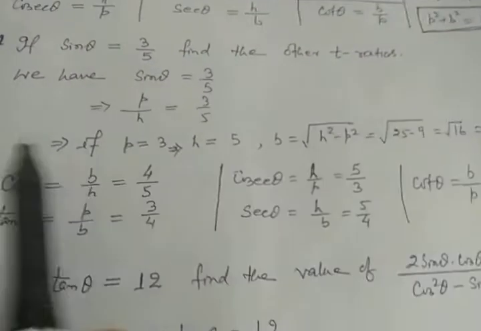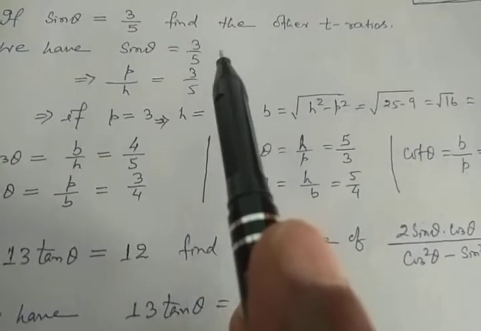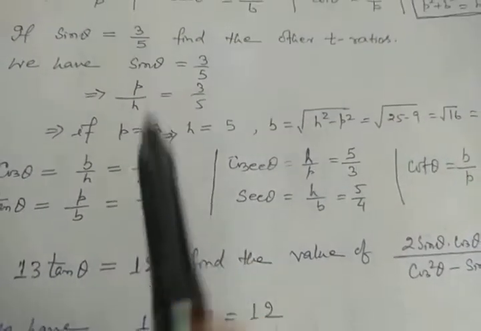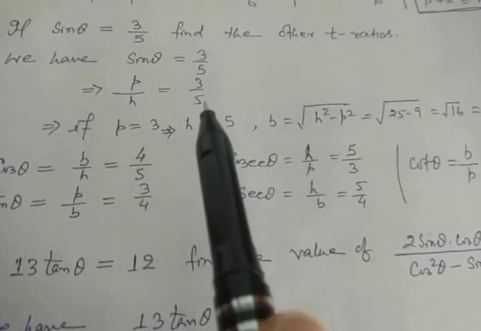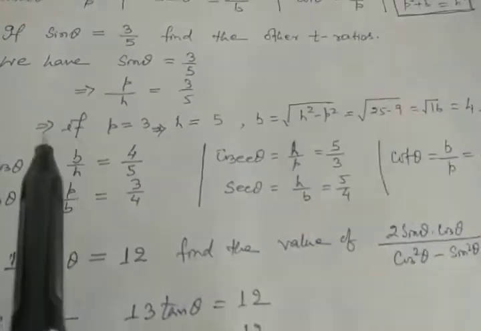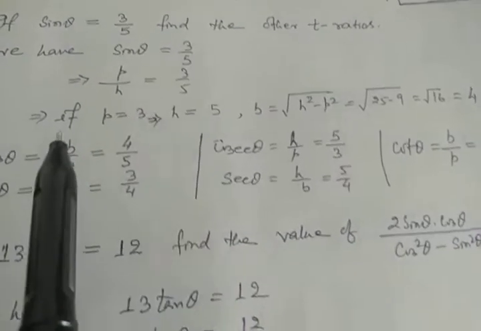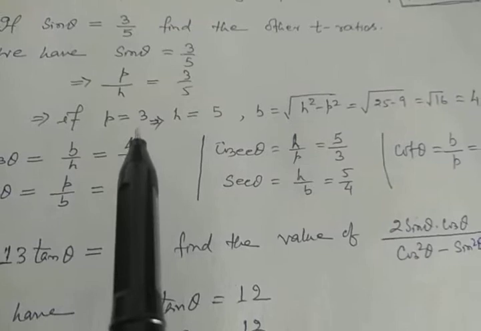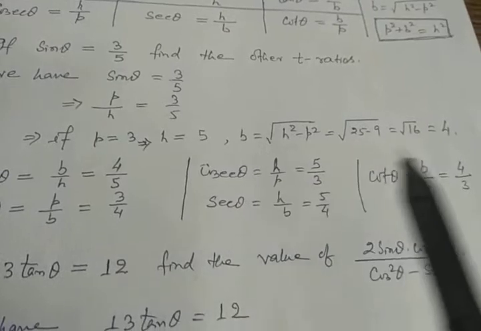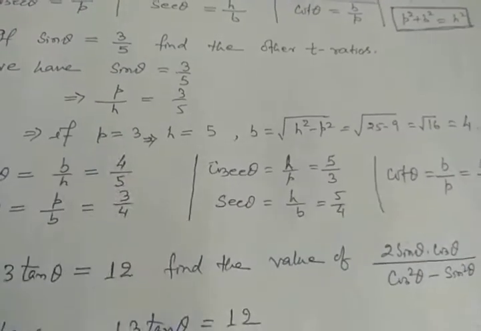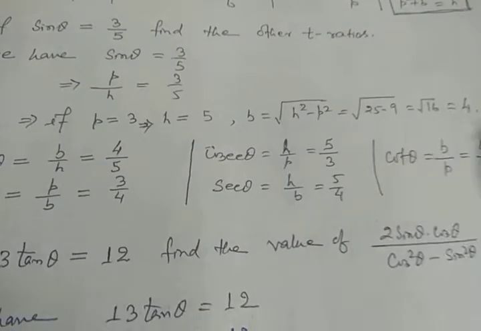For this purpose, just see this method. We have sin theta is 3 by 5. What is the value of sin theta? P by H is equal to 3 by 5. So directly you can write like this: if P is equal to 3, it is the ratio. So I am putting the condition: if P is 3, then H is equal to 5, and we can calculate the value of B using the formula. How much? 4. So in this way, we know the values of P, B and H.